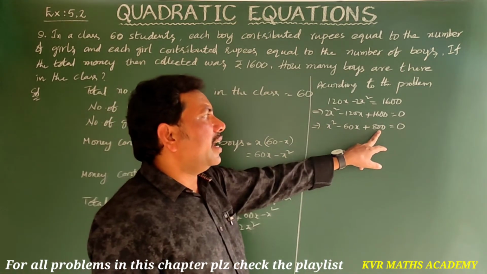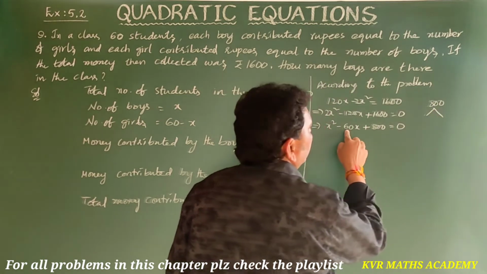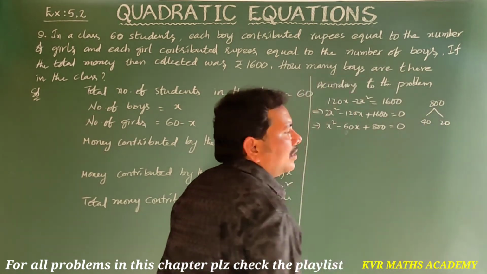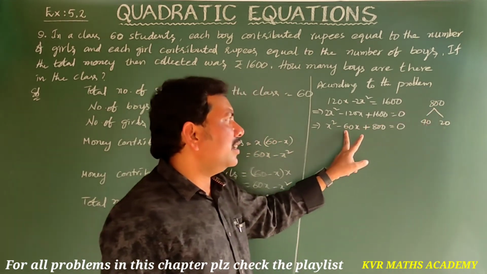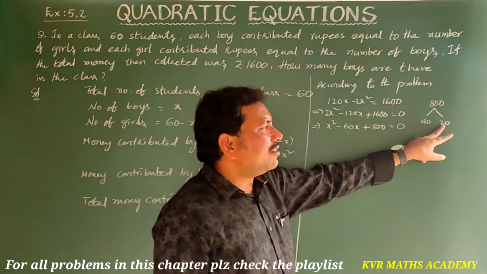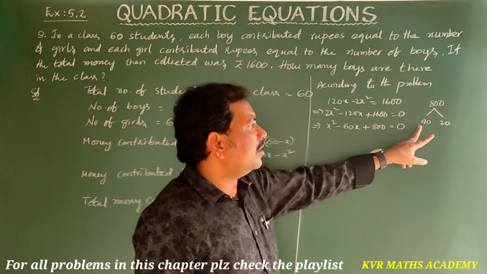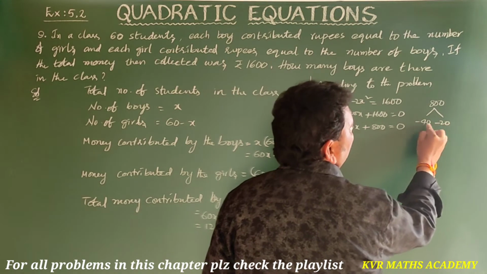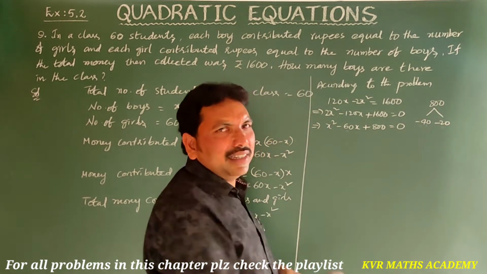Right. So for 800 we should find the factors whose sum is 60. 40 into 20 is 800, and 40 plus 20 is equal to 60. Here we should get minus 60, so that is minus 40 into minus 20. Minus 40 into minus 20 will become plus 800. Minus 40 plus minus 20 is minus 60.